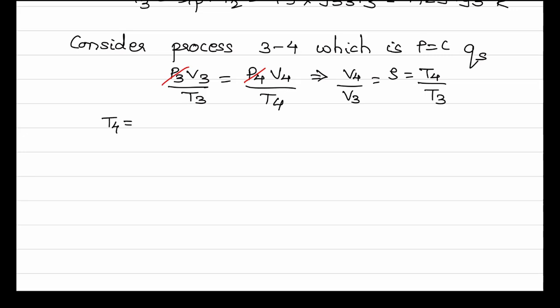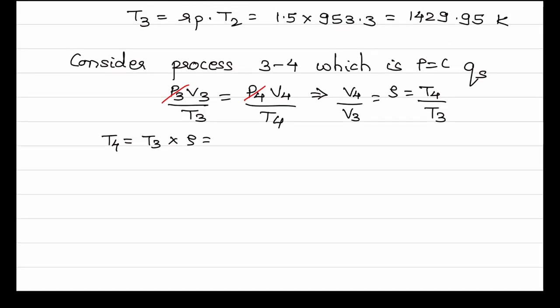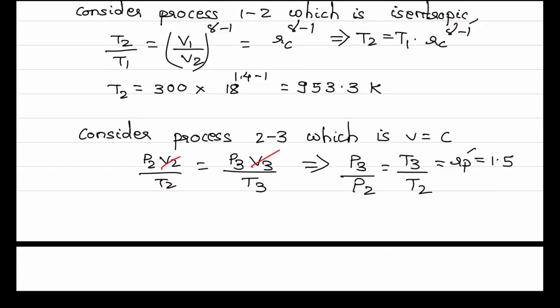So the T3 value we have found out here. T3 is 1429.95. I'll write down 1429.95 into the cutoff ratio value, which is 1.2. So from here we can find the T4 value. T4 comes out to be 1715.94 Kelvin. So if you see the heat supplied equation, we have found all the temperatures.